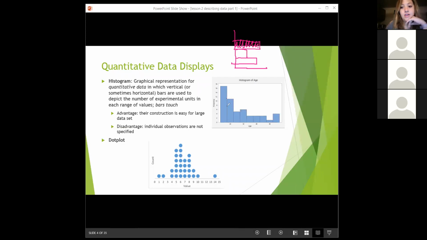Remember that the bars touch for histograms because they're sharing a value because they're on a number line. So this one goes from 0 to probably about 50, I'd say. I'm just estimating. I would actually count these out if you want to. But that means that they're sharing this point here in between each bar. So that's why they're allowed to touch. So quantitative, histogram, bars touch. Advantage, like I said, they can show large amounts of data.